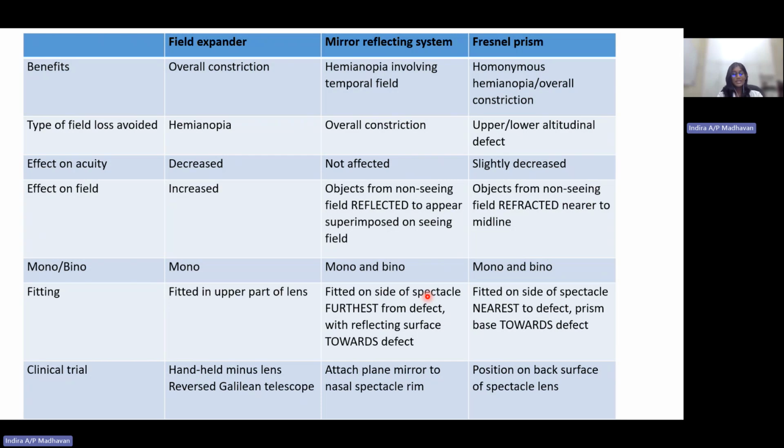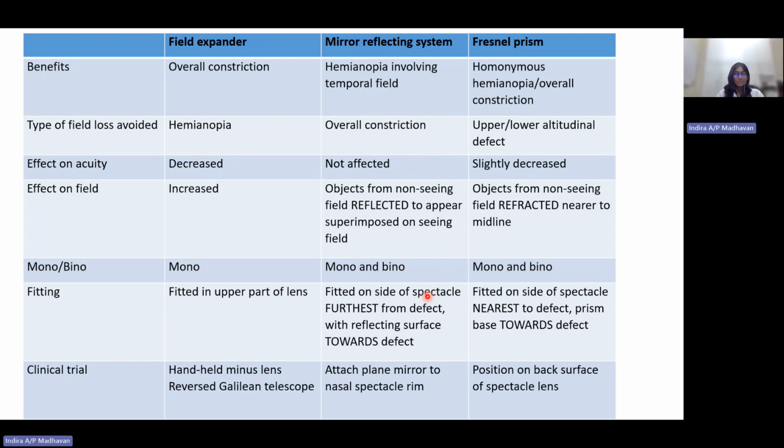Okay, the third one is Fresnel prism. The pronunciation of this prism is very important. The S is silent. It is not "Fres-nel" prism, but "Fre-nel" prism. So how does this Fresnel prism look like? This Fresnel prism we do have in the clinic.